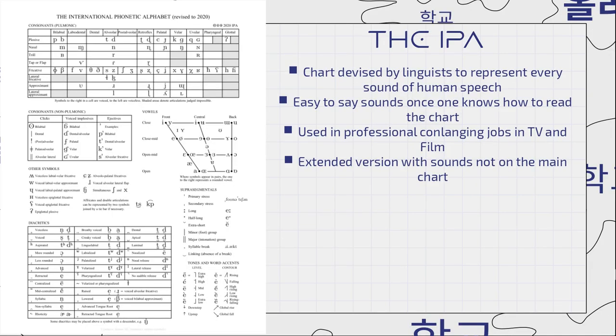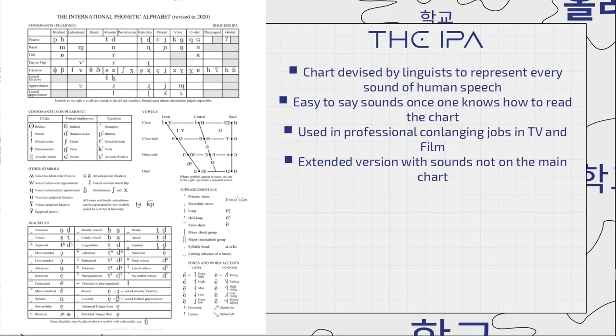First of all, I want to introduce you to the International Phonetic Alphabet. This was created in the 19th century by two European linguists, and the goal was to create a chart depicting all of the sounds humans are capable of making. This primary chart was so practical for real languages that professional conlangers, people who construct languages as a job, and filmmakers adopted the chart for fictional accents and phonics of fictional languages.